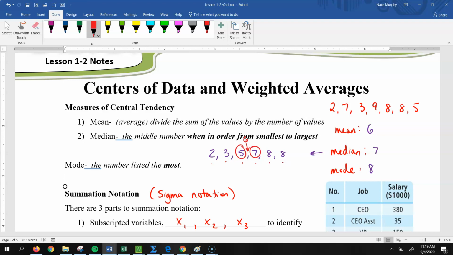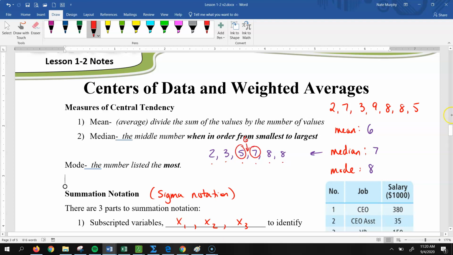So it's just a little trick that you can use to quickly find the median, again, when they're in order from smallest to largest. Now the mode is not a measure of central tendency. It's something different, but it's representing the number that's listed the most. So if you think of mode and most, that's how I like to remember it. So MO is in both of those. So the mode is a number that's listed the most. So in this situation, the mode would be 8.